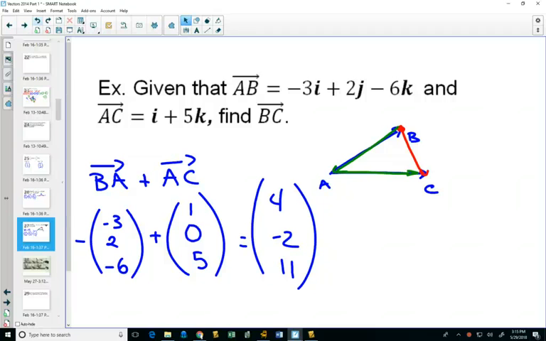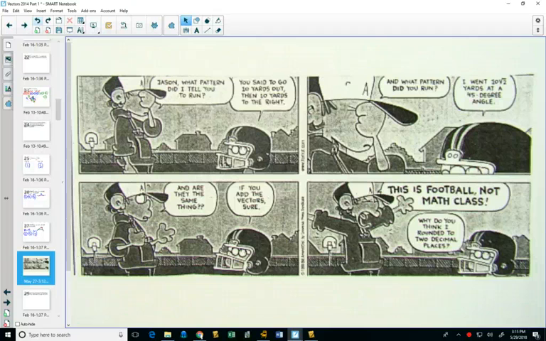And I got a cartoon for you to end. Oh yay! Is it about vectors? It is about football. Oh yeah. But no dislocated shoulders in the comic. Can't read that.